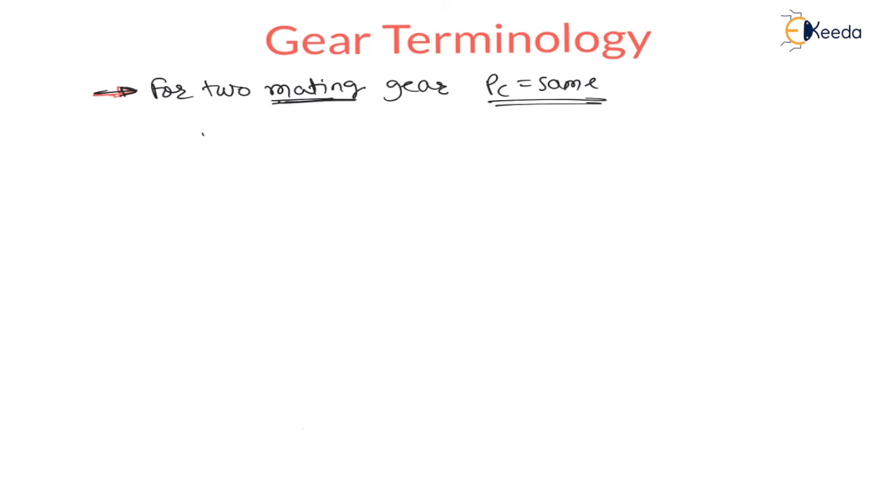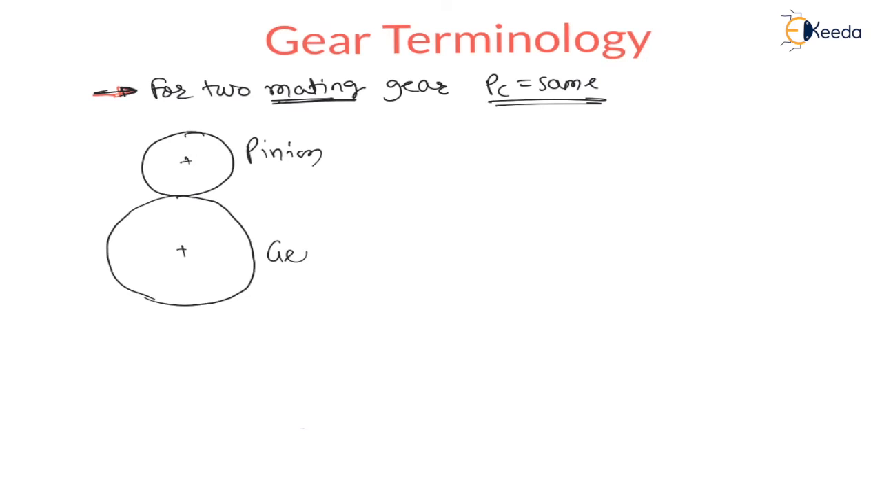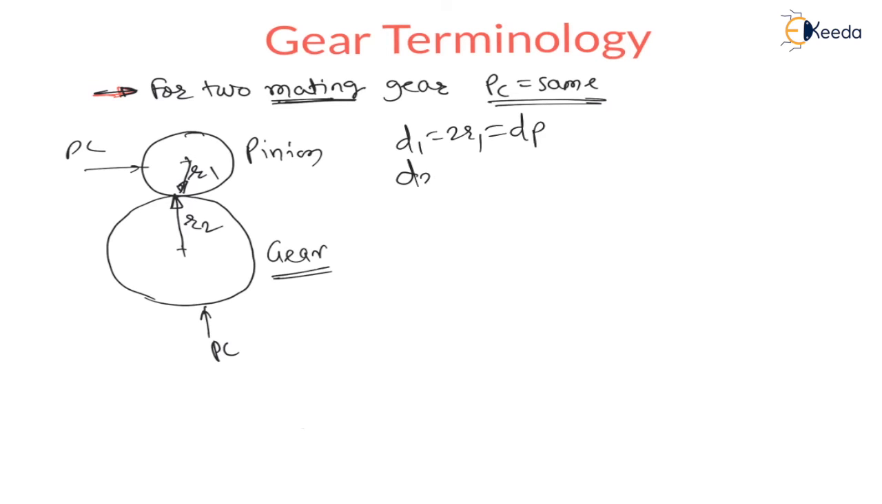Therefore let us consider there is a pinion. Let us say this is a smaller one, the pinion, and there is a gear. Here I am drawing pitch circles to represent gears. Here it is a pitch circle, and here it is also the pitch circle of the pinion, right? Now for this pinion, let us say the radius is R1, and for this gear, the radius is R2. Therefore D1 is equal to twice R1, the diameter of the pinion, and D2 is equal to twice R2, the diameter of the gear, right?